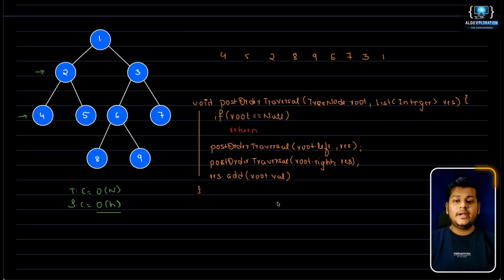Okay, so I believe you got it. If you did, you can try running it by yourself, and you will get the intuition. See, in the in-order traversal, left was processed, then the root, and then the right. In the pre-order, the root is processed first, then the left child, and then the right child. But in the post-order, left, then right, and then root. Okay, I believe you got this. So that's it.